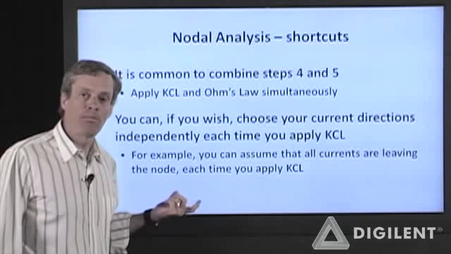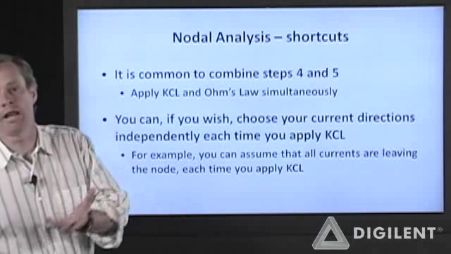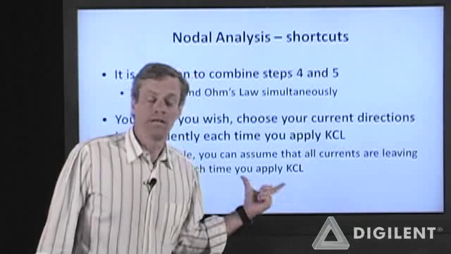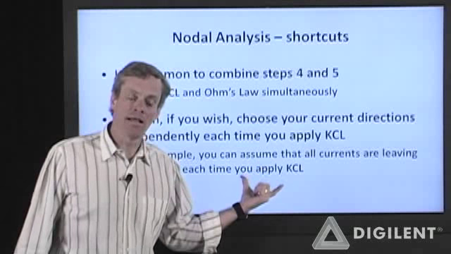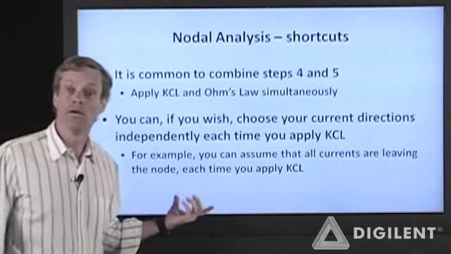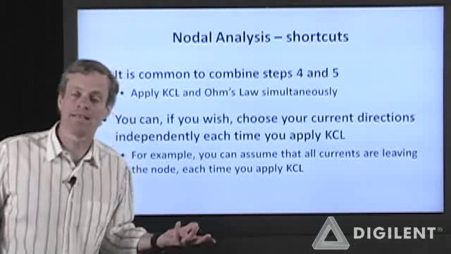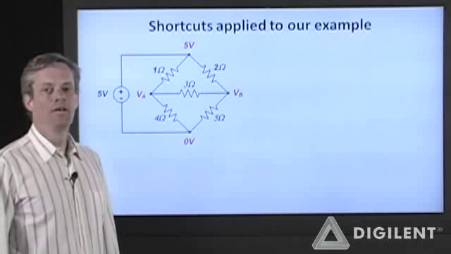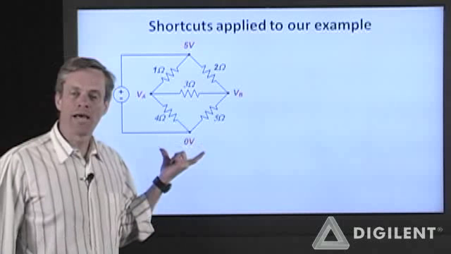In the previous example, I was very careful about knowing which currents went into the node and which currents went out of the node. However, if you want to, and I'll illustrate this in just a moment, every time you apply KCL at a node, you can assume that all the currents are leaving that node and treat all those terms as being positive. It turns out that the negative signs will all cancel out so that it doesn't really matter. Let's take a look at what these shortcuts do when they're applied to our old example.